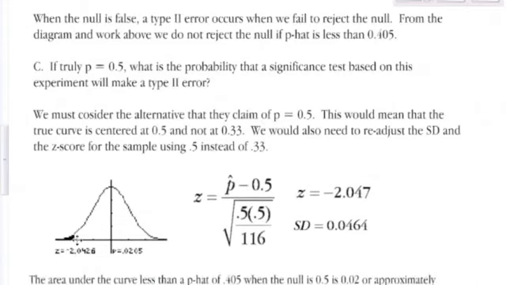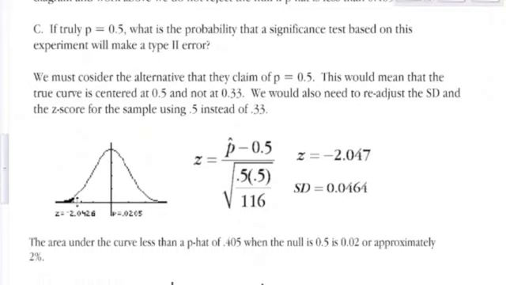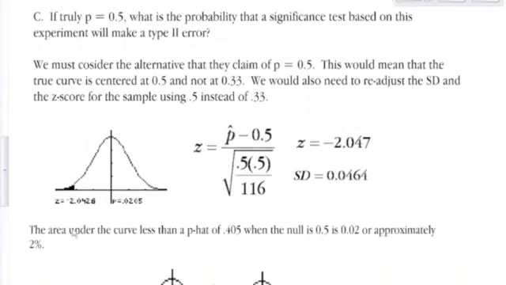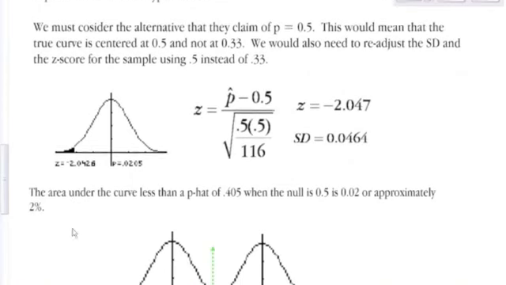If I look at my curve and the area under the curve less than the p hat, now why did I choose less than? I'll get to that in just a second. Less than the p hat of 0.405 when the true value is in fact 0.5. You can see this curve is centered on 0.5 and that line is 0.405. Then the area under that black shaded part is 2%. And that is my type 2 error.